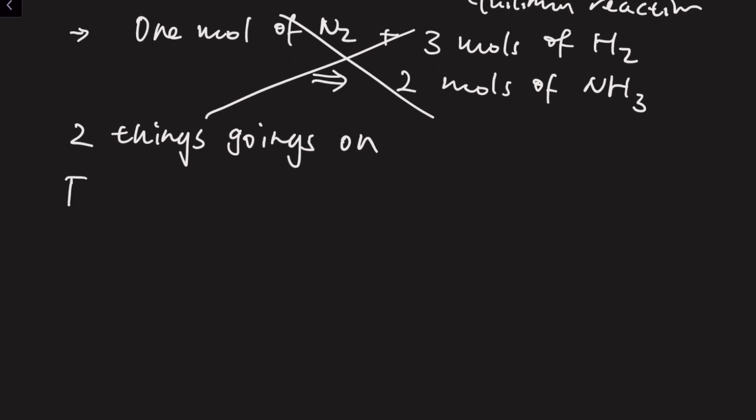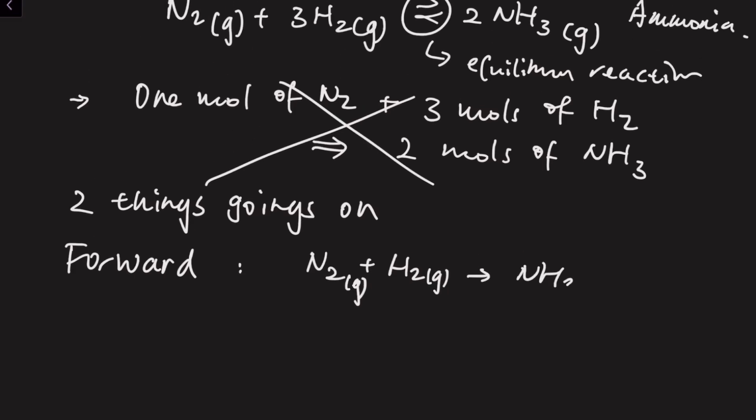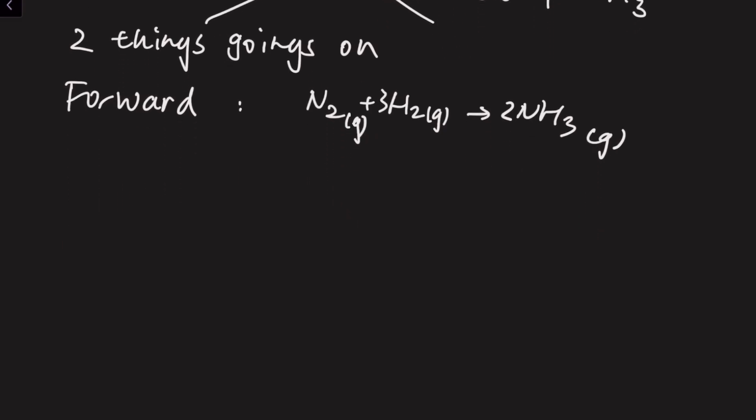We have a forward reaction. What is the forward reaction? The forward reaction is the formation of ammonia. So this is the forward reaction. So as the forward reaction progresses, imagine we started off with only nitrogen gas and hydrogen gas. So the forward reaction would proceed. Why would the forward reaction proceed?